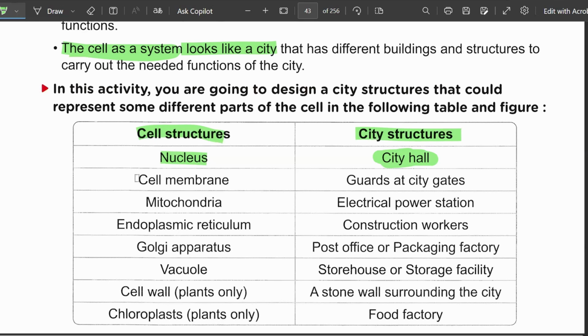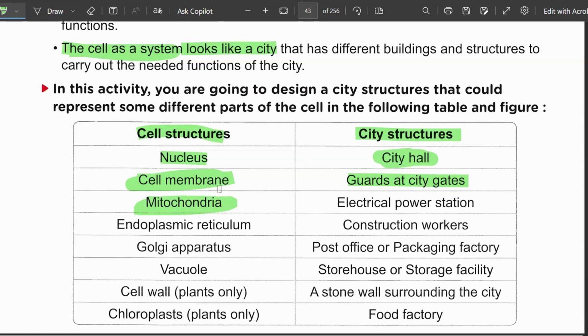Okay, cell membrane. The cell membrane protects the cell from outside, like guards at city gates in the city structure, which also protect the city from outside.